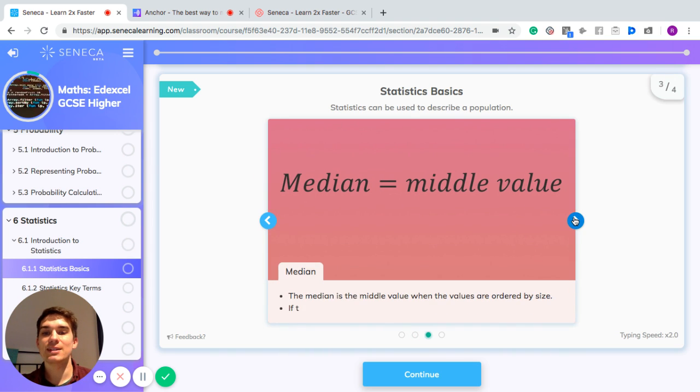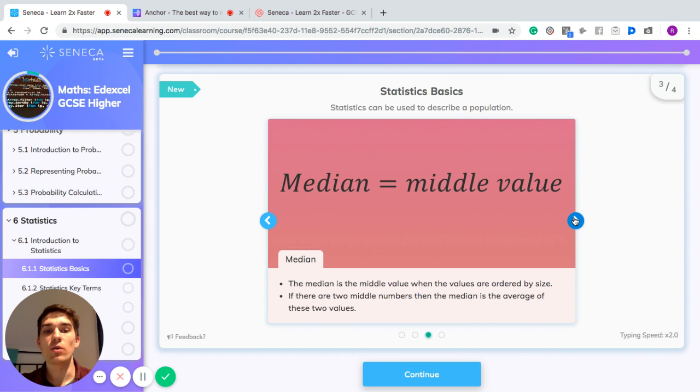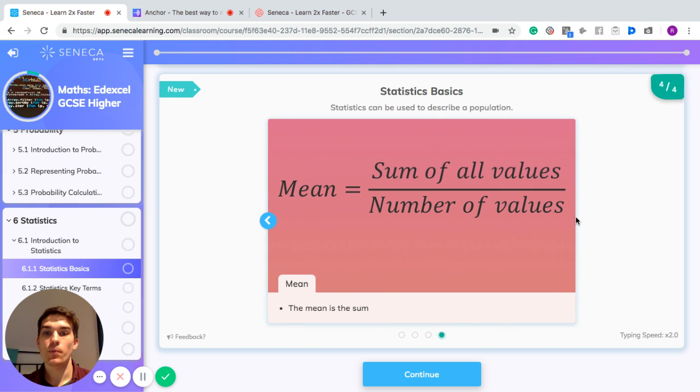We've also got the median. Now, the median is the middle value when the values are ordered in size from smallest to largest or from largest to smallest. And if there are two numbers in the middle of your set of data, then the median is the average of those two numbers. You work that out by adding those two numbers together and dividing them by 2.